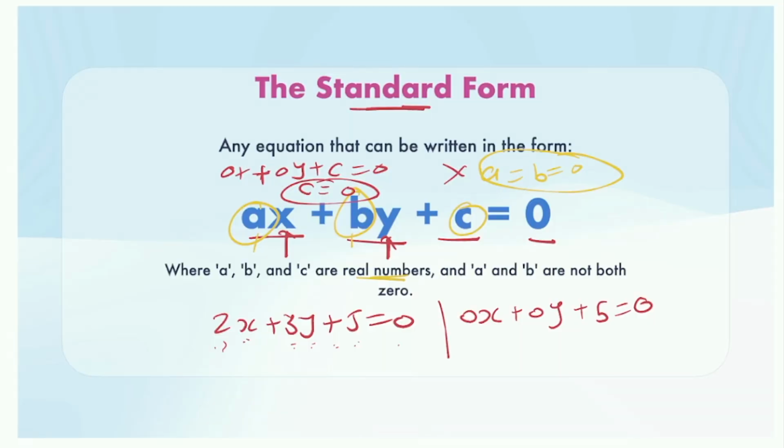So can it be true? You can see here 0x is 0, 0y is also 0, and 5 equal to 0. This is not true, right? This cannot happen. So the condition that a equals b equals 0 cannot happen in a linear equation in two variables. In words, a and b both are not 0 at the same time, right? If a is 0, then b cannot be 0. If b is 0, then a cannot be 0, right?